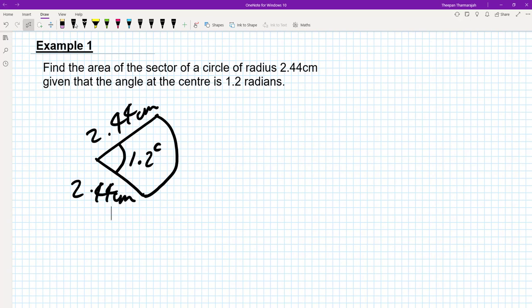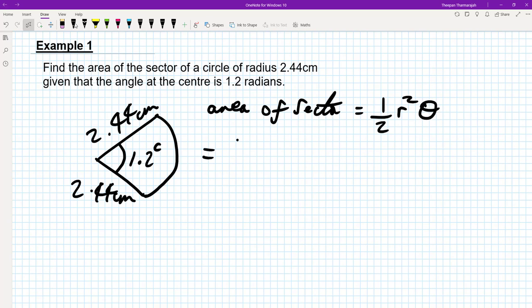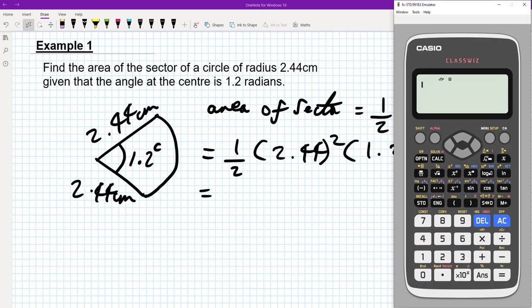So the first thing we ought to know is that the area of a sector is the following formula. It's a half r squared theta. So in our case, it's going to be a half. The radius is 2.44 squared times 1.2, which is in radians. We can do this in our calculator, and our calculator is in radians mode, so we're fine. So 0.5 times 2.44 squared times 1.2 will give me the answer I'm looking for.